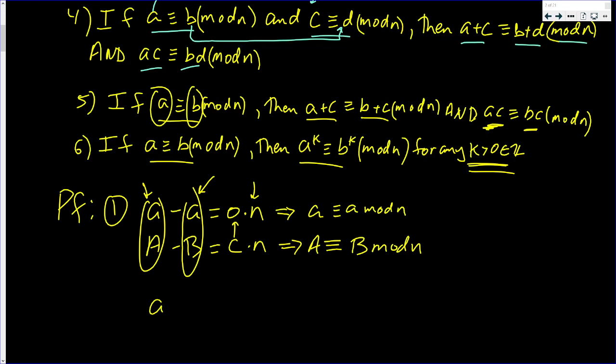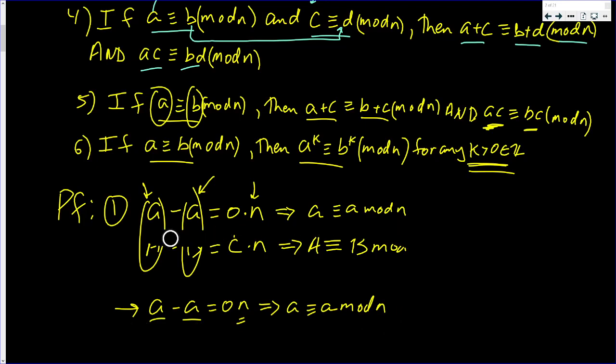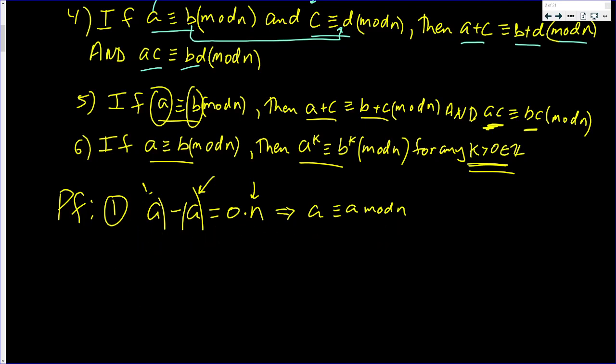Why? Because the difference, maybe I should have said it this way. If their difference is a multiple of n, that means that those two values are congruent mod n. But that's what I have above. I wrote that their difference is a multiple of n. That's all I had to do.